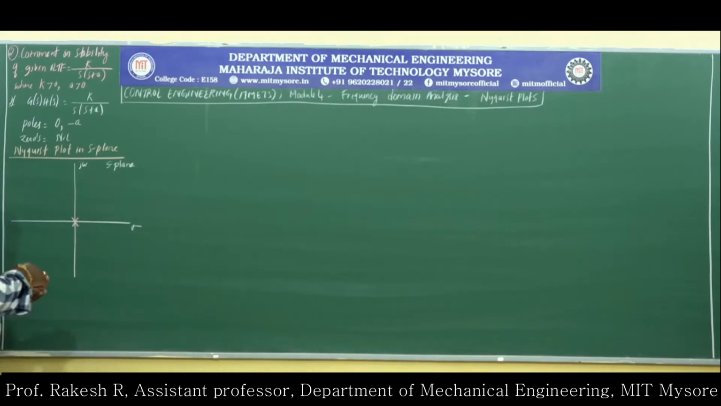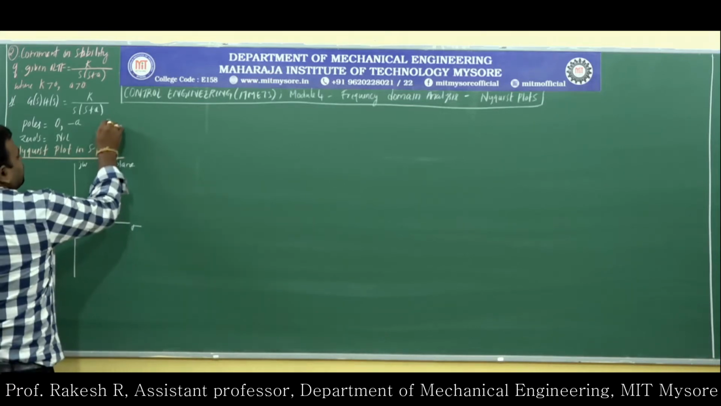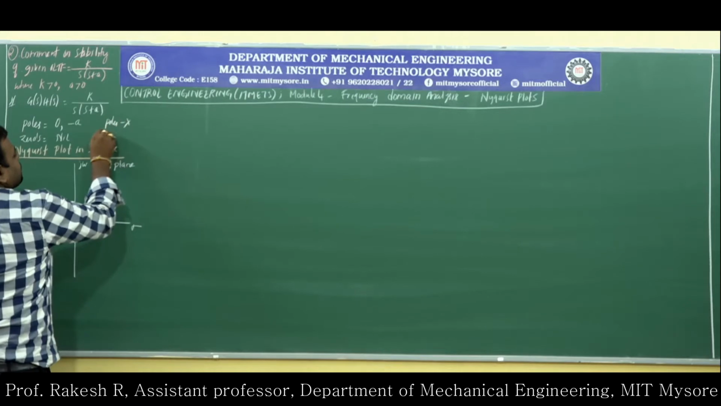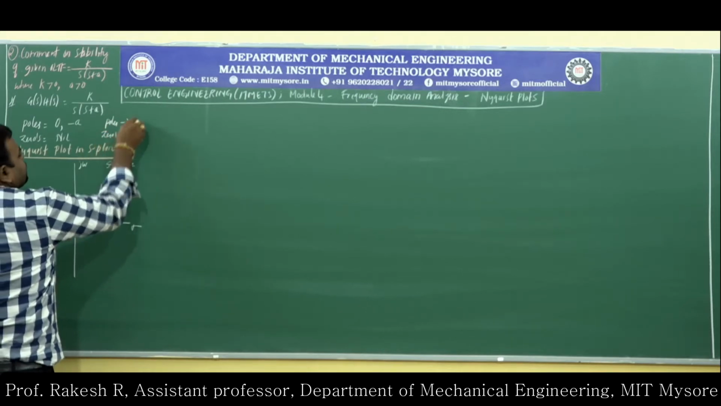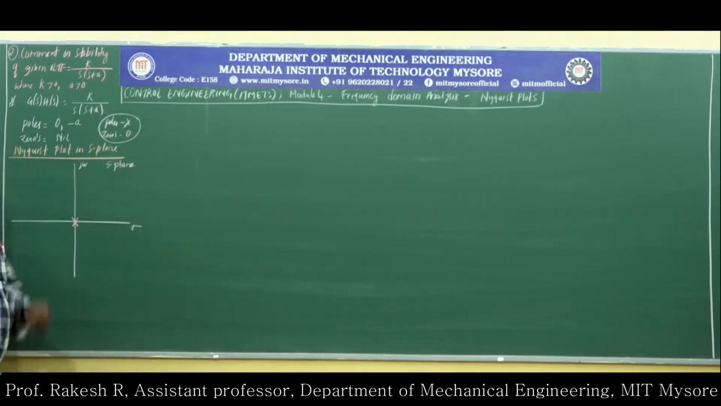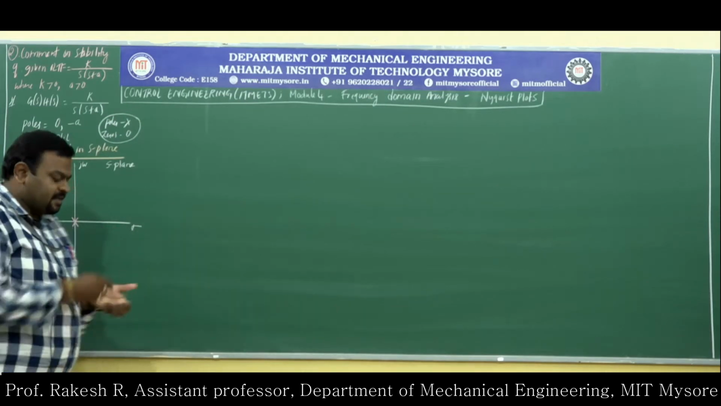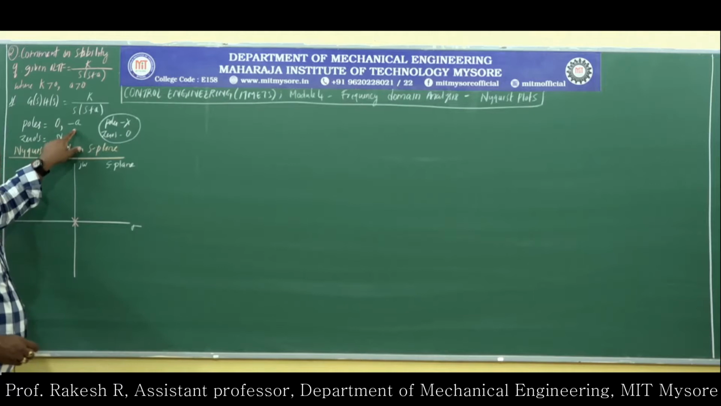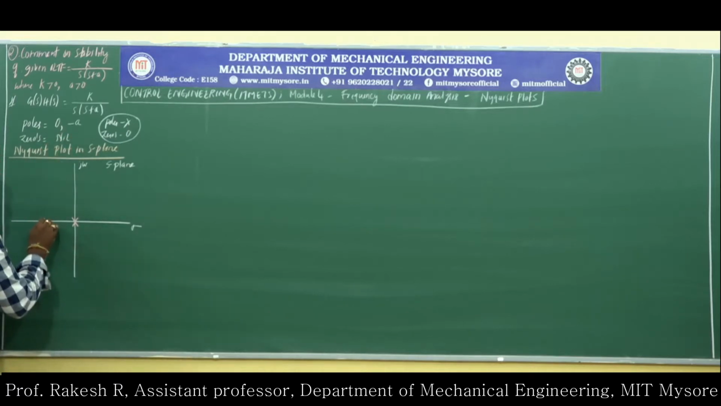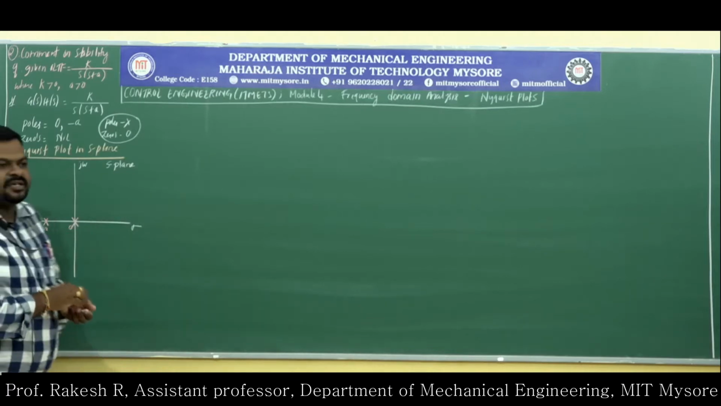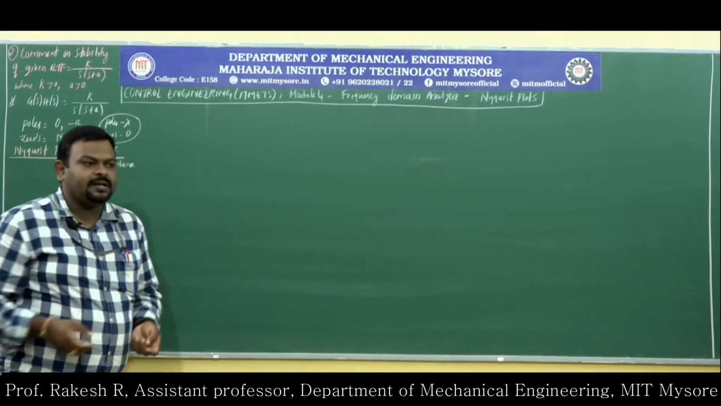Poles are represented by a cross mark, as you know, and zeros are represented by a zero mark. This convention you already know. The same convention I will be using here. So there is another pole at minus a. This is a negative real part. So this is 0 and this is a. And there is a pole at origin.